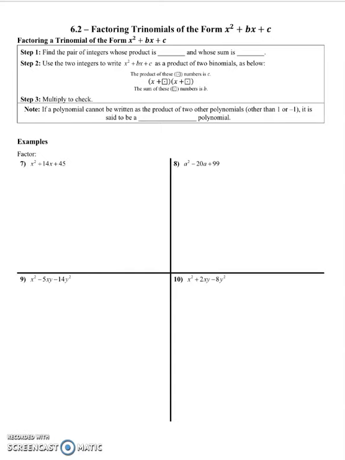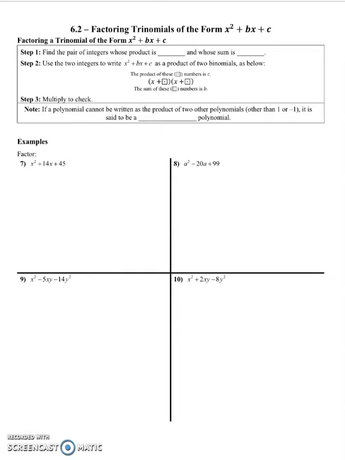Okay, this is section 6.2, part 1. We're still talking about factoring. And now we're going to talk about how we factor trinomials of the form x squared plus bx plus c.